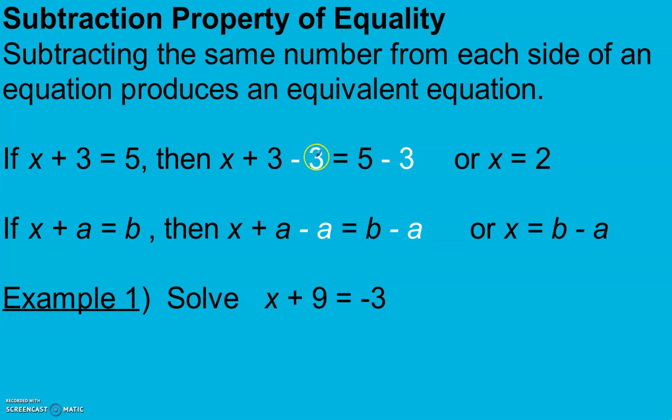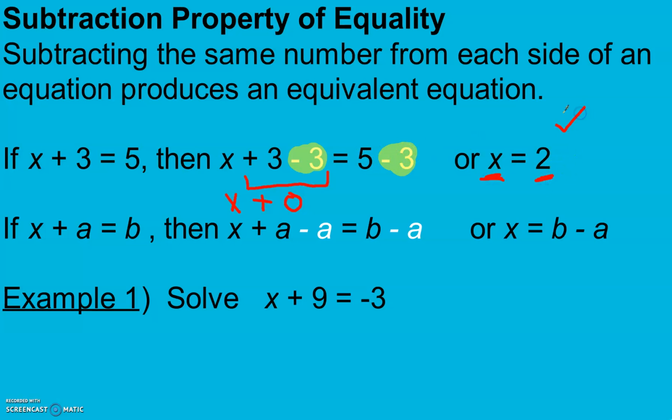So if I want to, I can subtract the same thing from both sides. Here, plus 3 minus 3 just gives me 0, and x plus 0 gives me just x. 5 minus 3 gives me the 2.